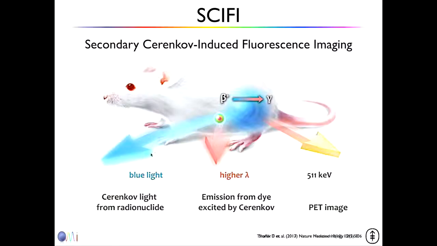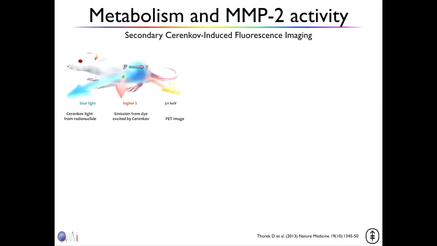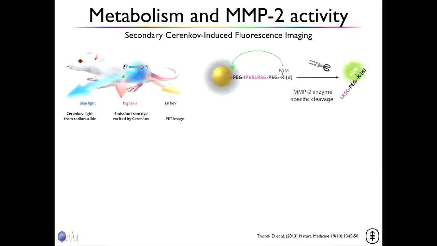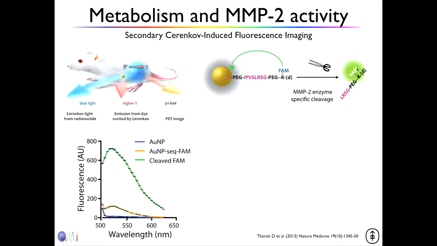We get the Cherenkov light out of it, and then if we put a fluorochrome or, for example, another fluorescent nanoparticle in here, we get a third signal, which is the emission of a dye, which is excited by the Cherenkov, and with that we have shown that you can, for example, look at metabolism or MMP2 activity by using a peptide which can be cleaved by MMP2. Here's a FAM fluorochrome on it, which does not emit any light because of electron resonance transfer if it's close to this gold nanoparticle. If it's cleaved, it's released, and you recover the fluorescence, which is shown here.